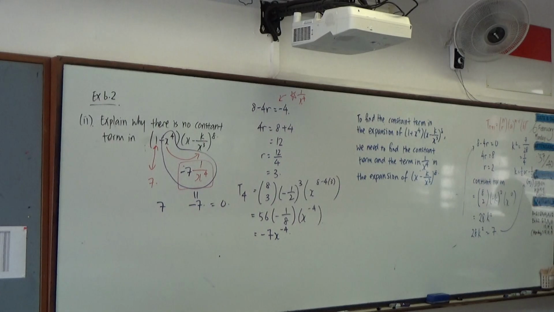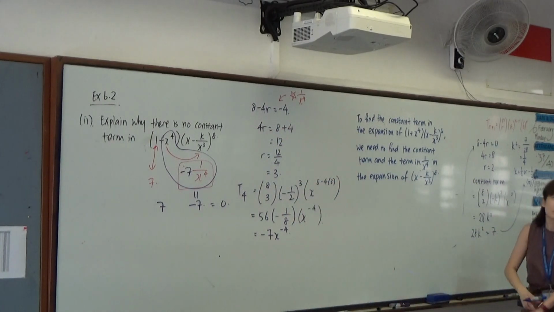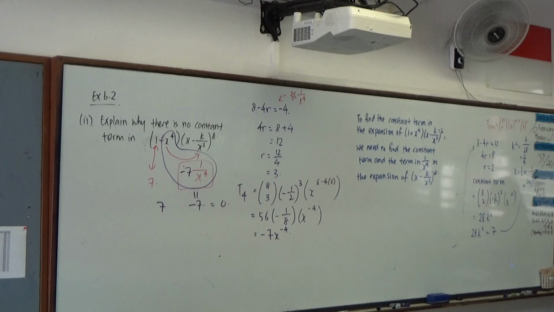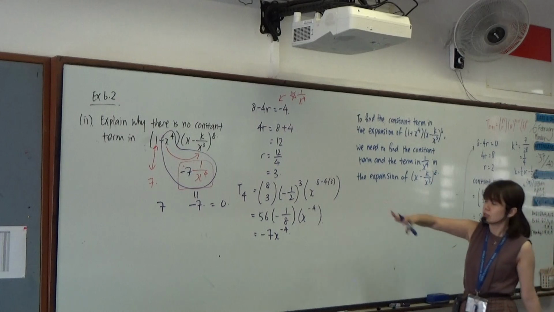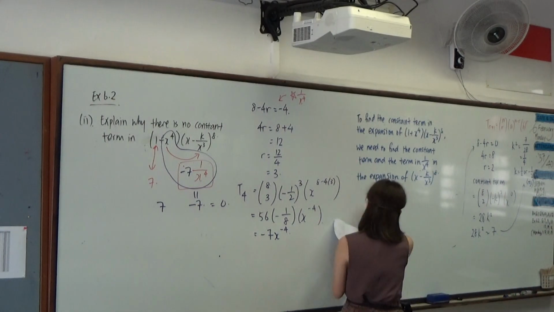Over here is to explain why we were looking for this x to the power negative 4 term. So you need to verbalize it, to write it out as part of your explanation. Then from this working, we can also proceed to find out what is the constant term.